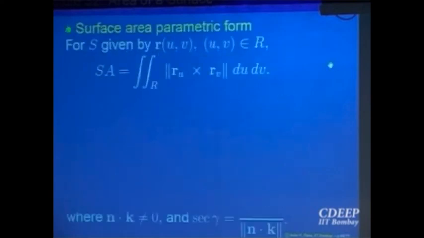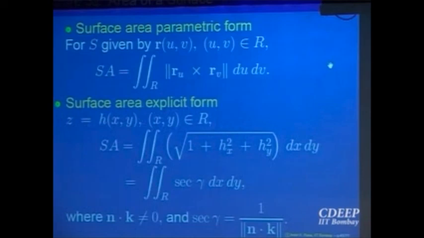So let me just repeat what we have done. The surface area you can write in terms of Ru cross Rv, right, when the explicit parameterization is available. Or if the surface is given explicitly as z equal to h(x,y), then one way is using this function h and writing the integral, or looking at the angle and computing that integral. Whichever is useful, accordingly we use that formula. Okay, so I think let me stop here today.